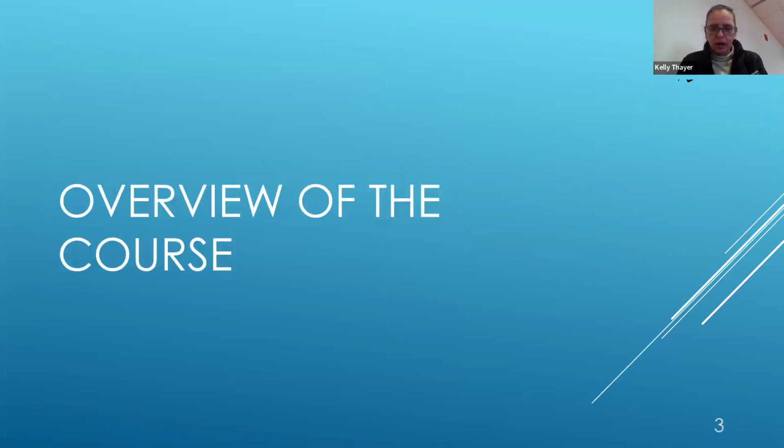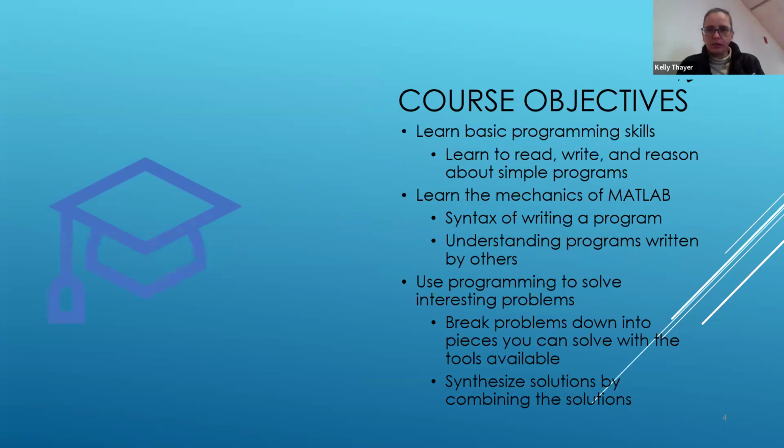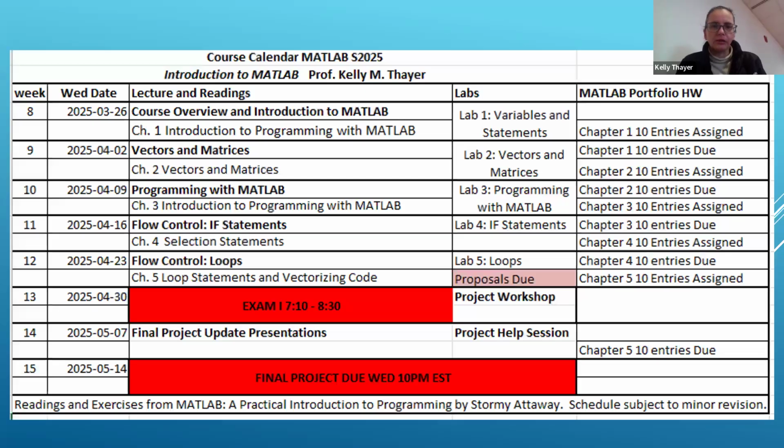So there's no time like the present to get started, because it's a quarter credit class. We only meet a total of 7 times plus the exam. So let's see the mechanics of our class. The objectives are to learn the basic programming skills: to read, write, and reason about simple programs. We'll also learn some specifics of MATLAB, the syntax of writing a program and understanding programs written by others. And we'll use programming to solve interesting problems, learning how to break problems down into individual pieces you can solve with the tools available, and synthesize solutions by combining those together.